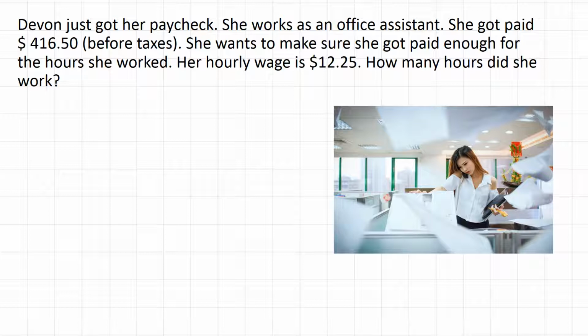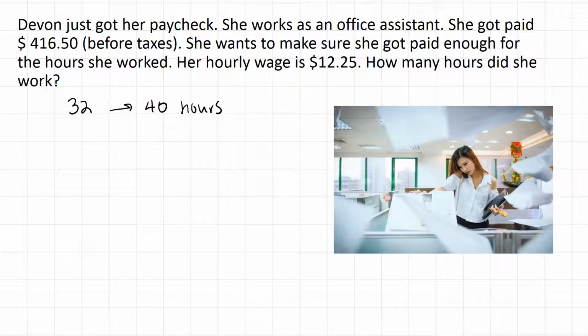So before you start, always make sure that you have a little bit of an idea of what kind of answer you're expecting. And a full-time job is between 32 and 40 hours a week. So that means that when you make the calculation, you can expect something in between those hours if she is a full-time worker.